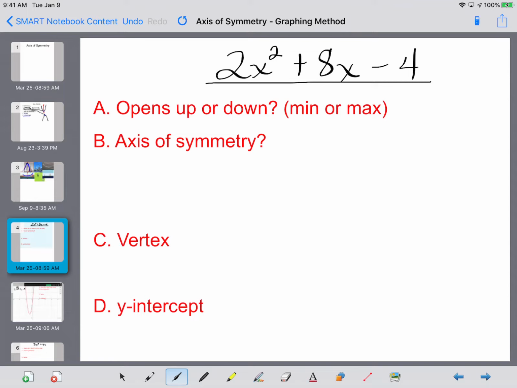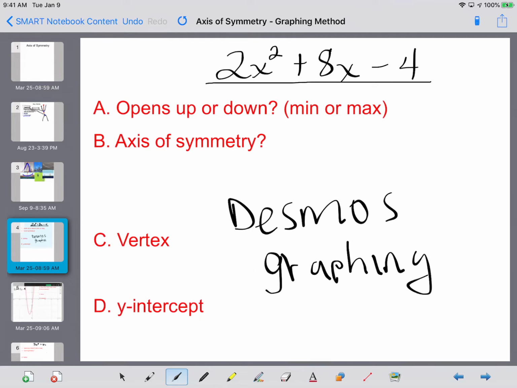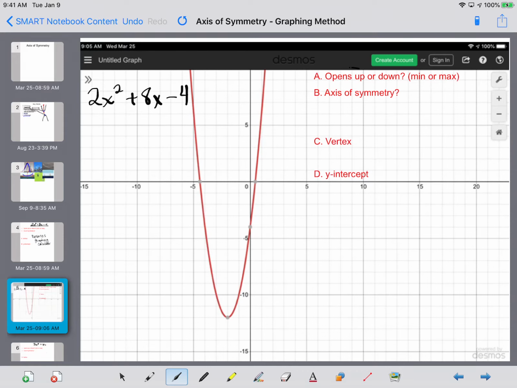Where we left off the last video, we were trying to graph the equation 2x squared plus 8x minus 4. You'll need to go to your Desmos graphing calculator to type that in. And once you type that equation in, this is the picture you would get. Where we want to figure out these four pieces of information: whether it opens up or down, the axis of symmetry, the vertex, and the y-intercept.